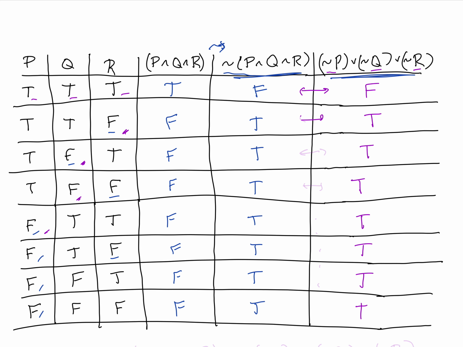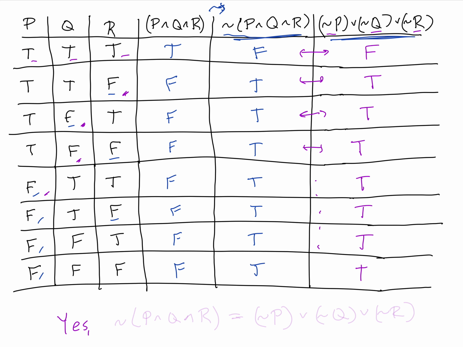False, false, true, true, true, true, true, true, and so on. Yes, these are logically equivalent. So yes, we've shown that the logical expressions not (P and Q and R) is logically equivalent to not P or not Q or not R.